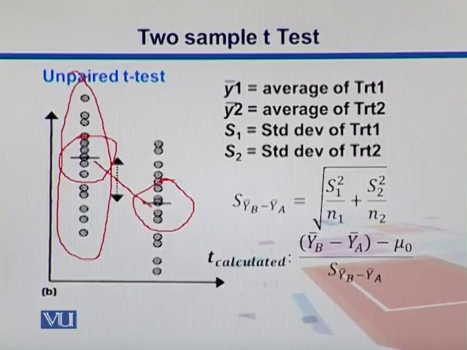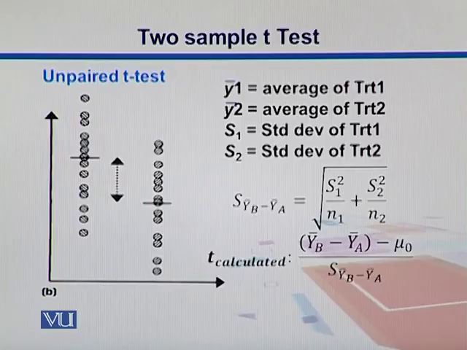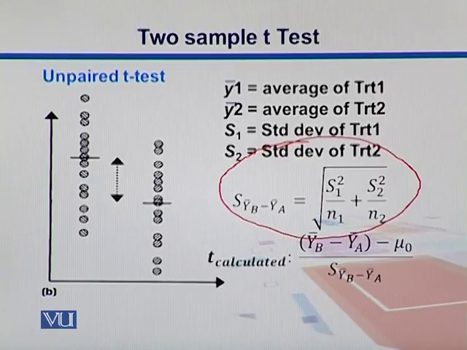So if you have two means, and we take these two distributions as independent and come up with their means and standard deviations and perform a t-test, we call it a two sample t-test, or unpaired t-test, or two independent samples t-test. We can come up with some statistics. For example, y bar 1 is the average of treatment 1, y bar 2 is the mean of treatment 2, and in the same way we have their standard deviations as S1 and S2. We can come up with the standard error of the difference of these two means like this. We can come up with the t calculated with these formulas.